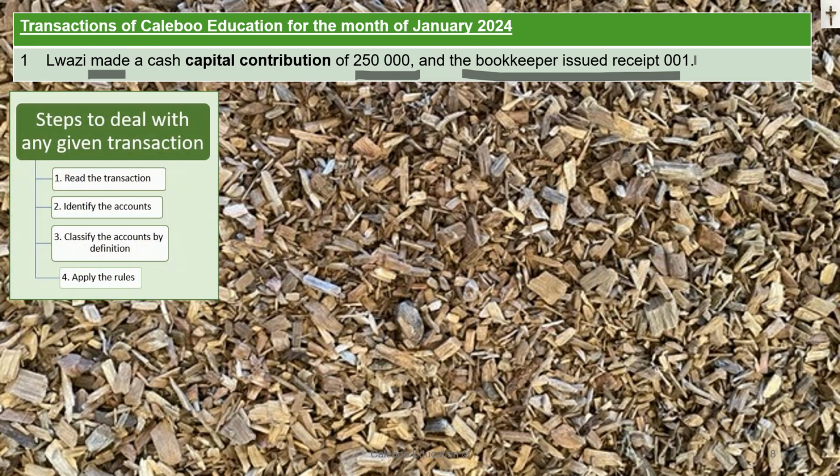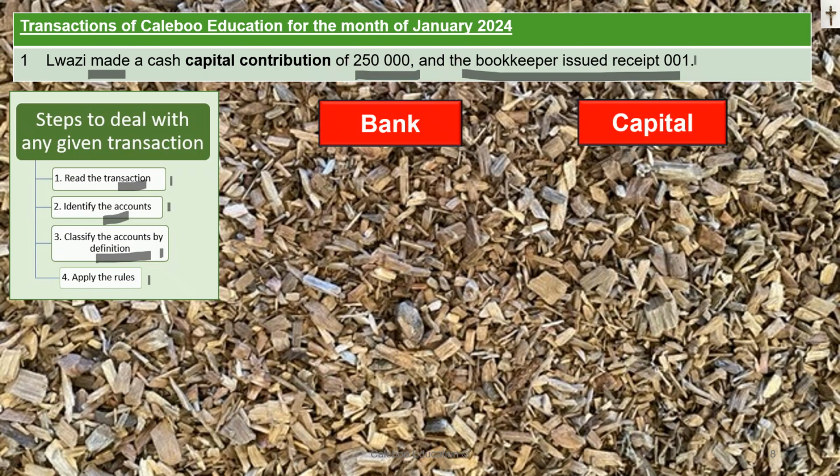Here are some steps to deal with this transaction. Read the transaction, identify the accounts involved, classify the accounts: asset, income, expense, liability, capital, drawings. Classify the accounts and apply the rules. So the first thing we did was we read the transaction, we identify the accounts. What are you going to do with the 250,000 that you received? You're going to put it in the business bank account.